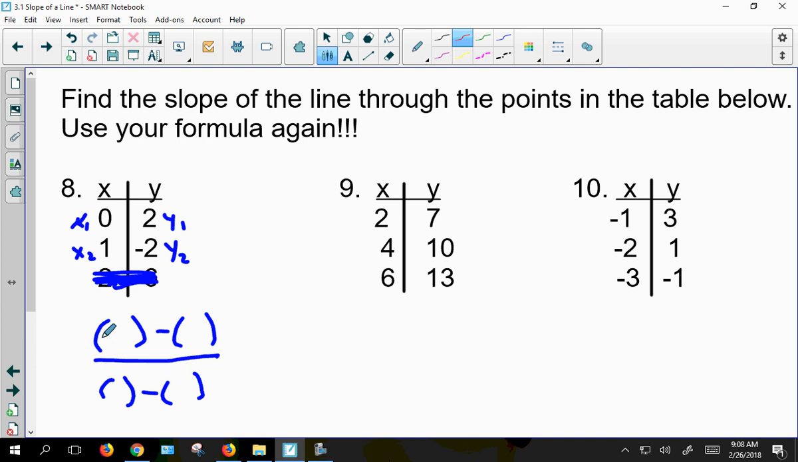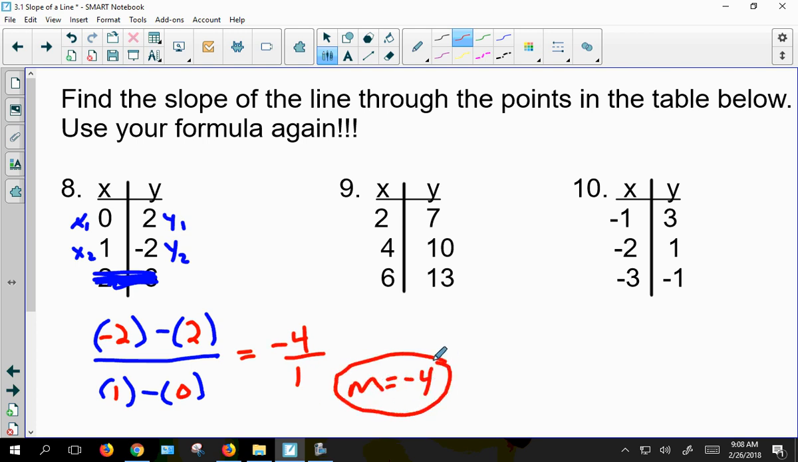y2 is -2, y1 is 2, x2 is 1, x1 is 0. So this equals -4 over 1, or m equals -4. Either one is fine. Please remember to put the m equals.